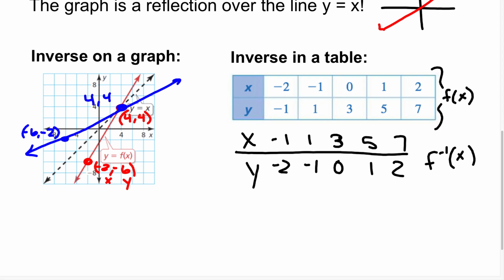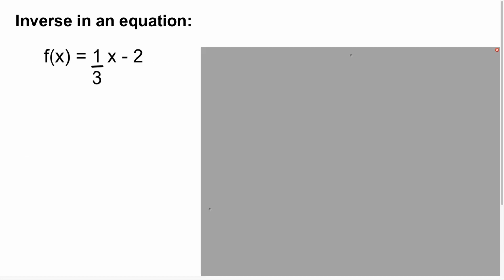The majority of your homework, however, is not going to be tables and graphs. It's going to be equations. So we'll do a couple, and then we'll talk about how we can verify inverses, and then you should have some time to work on your homework assignment. Okay, so let's say I give you an equation. f of x equals 1/3 x minus 2.